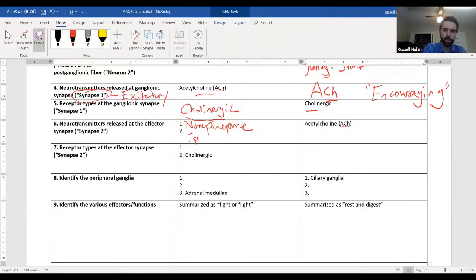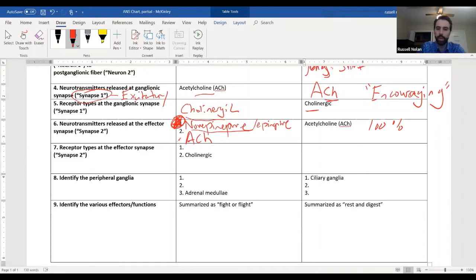Different books focus on slightly different things, so I'm going to do it this way. In sympathetic synapse 2, it is primarily norepinephrine. There is some epinephrine released, but then the other one would be acetylcholine. So the majority of the neurotransmitter is norepinephrine, with a very, very small amount being acetylcholine, whereas 100% of the neurotransmitter in synapse 2 in parasympathetic is acetylcholine. Majority norepinephrine, a little bit acetylcholine in synapse 2, sympathetic.